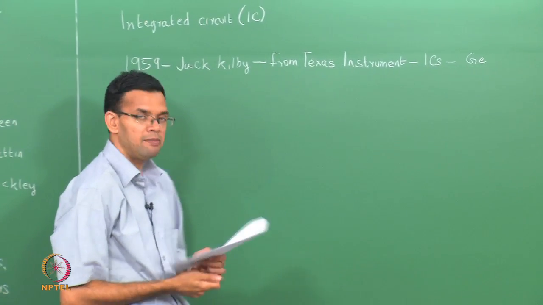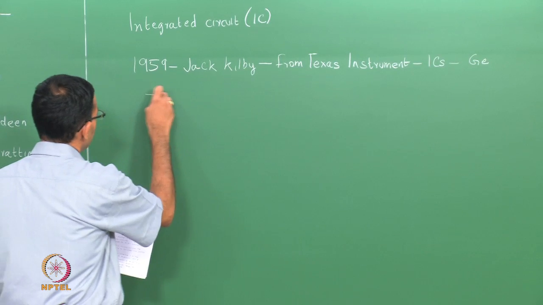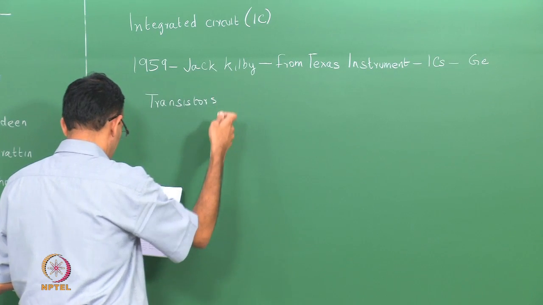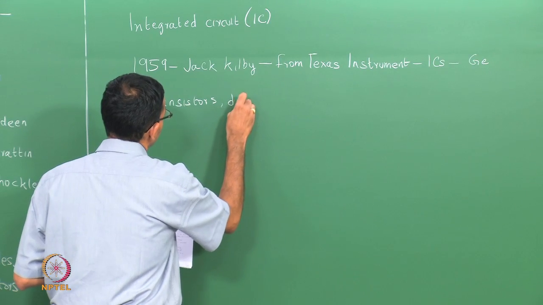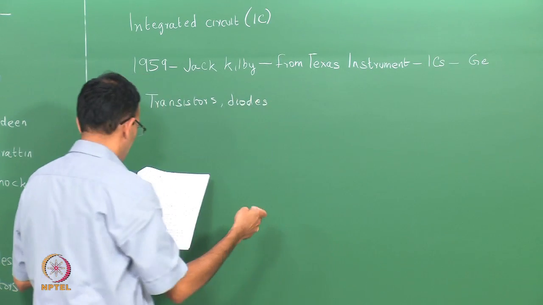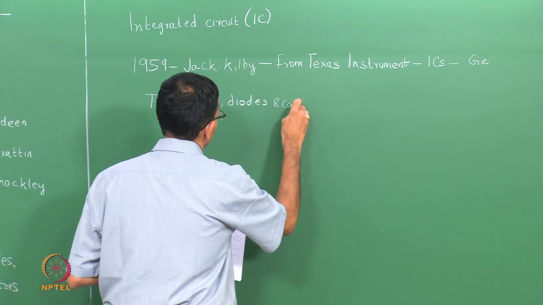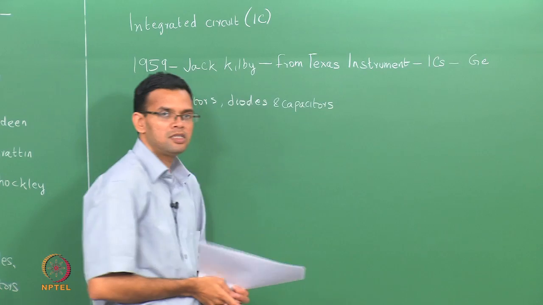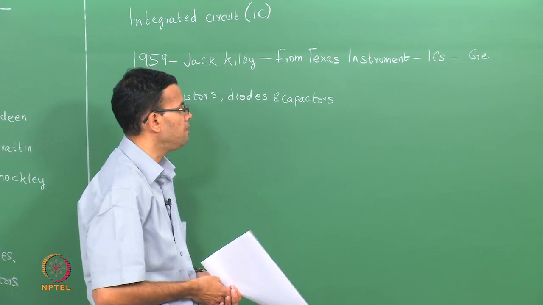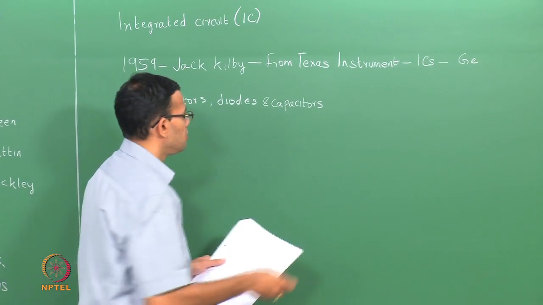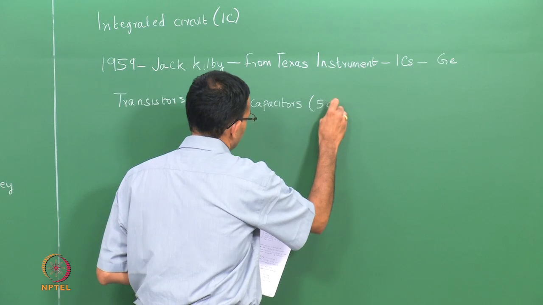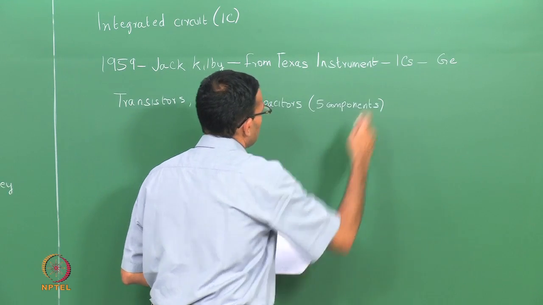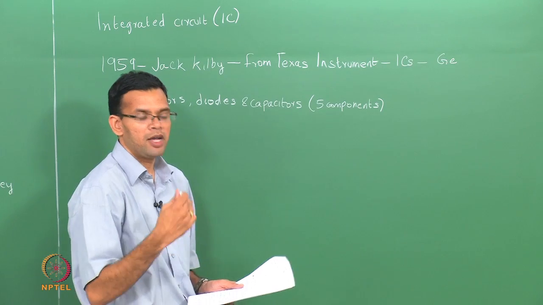In the case of the Kilby circuit, he combined transistors, diodes and capacitors. And for resistors, he used the natural resistivity of the germanium substrate. So, there were a total of 5 components to this. But these were still connected by wires.